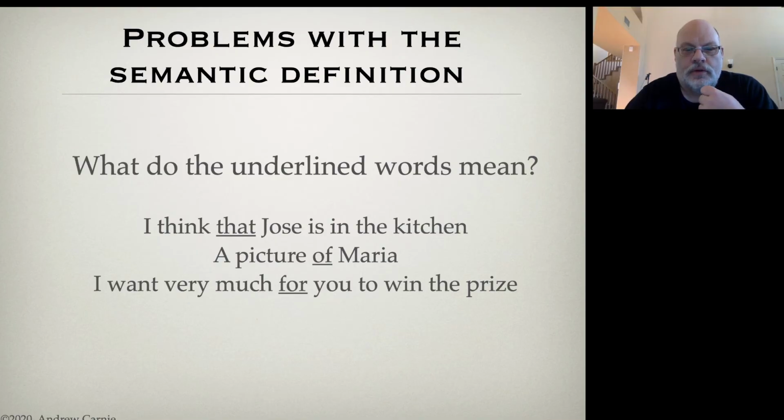These are function words. So take, for example, that, of, and for in the sentences on this slide. You'll see that those underlined words don't have a classic meaning. Instead, what they have is a function. What they do is stick the sentence together. So in "I think that Jose is in the kitchen," that is a complementizer, which functions to stick one clause inside of another. And of is a preposition that links two noun phrases together.